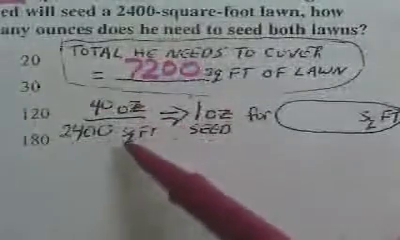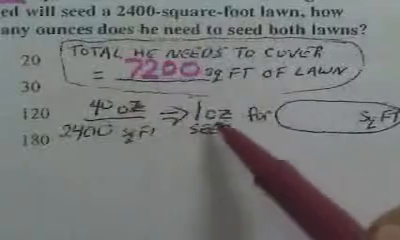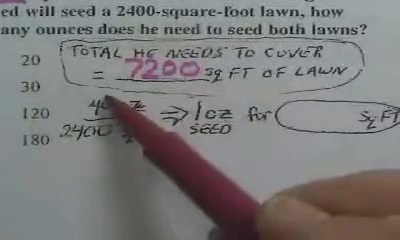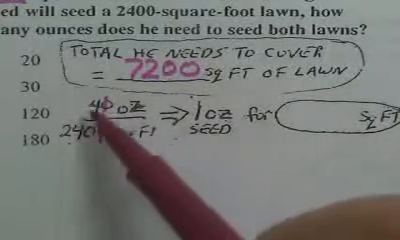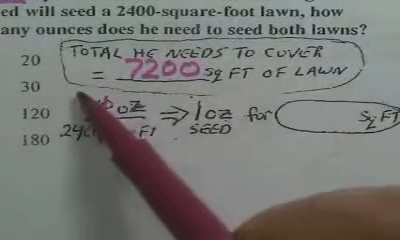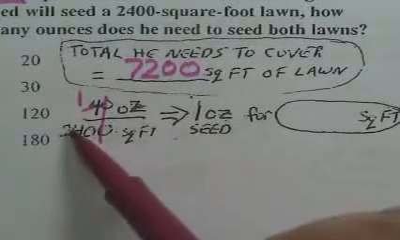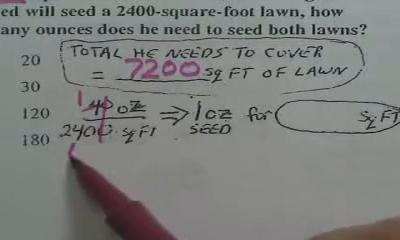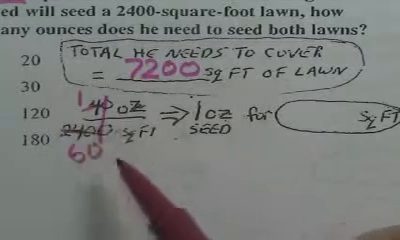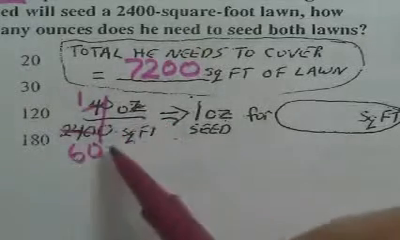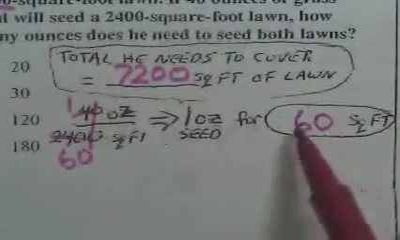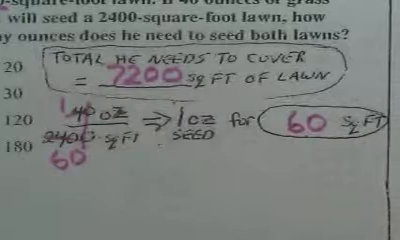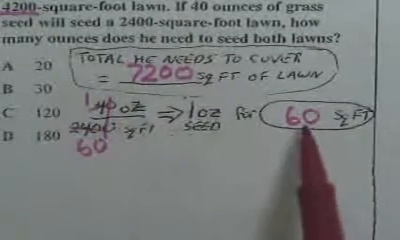Now, it tells me that 40 ounces are used for 2,400 square foot. So how much is it for 1 ounce? Well, if I reduce this, okay, 10 goes in there, 10 goes in there, and 4 goes into 24. 4 goes in here once, 4 goes into 24, 6. So it goes into 240, 60 times. So basically 1 ounce covers 60 square feet.